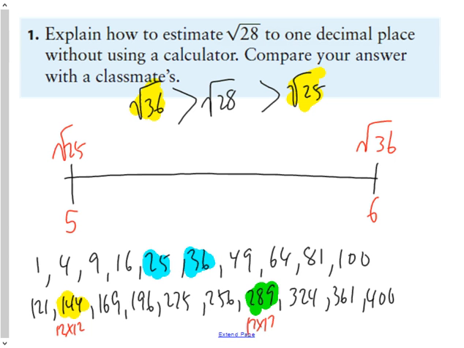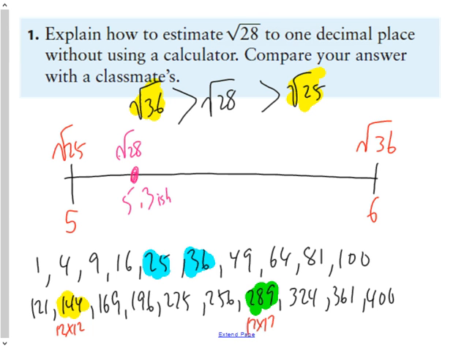So I know right now that the square root of 28 is 5 decimal something. It would probably be about there on a number line, because it's closer to the square root of 25 than it is to 36, maybe even a little closer. And therefore I would estimate that the square root of 28 is maybe 5.3 or so. So I'm going to put ish at the end for 5.3ish.